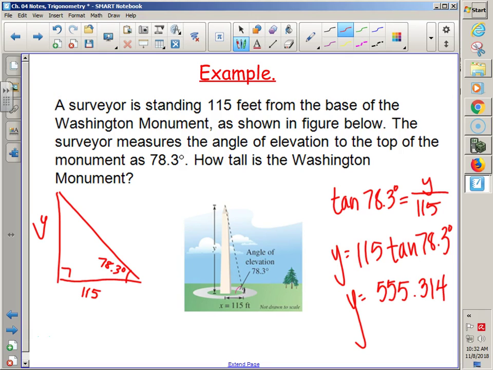In math, when you round, there is a very specific way to round. Look at the decimal place right after. If it's 5 or above, you round up. If it's 4 or below, you round down. We have to be precise. Feet.